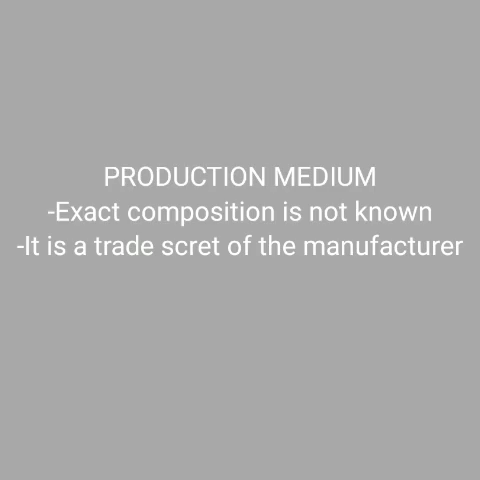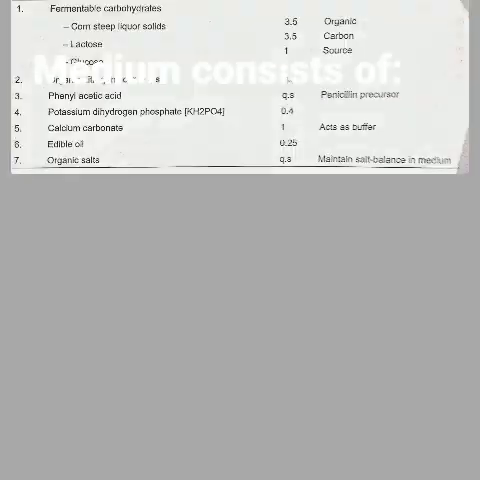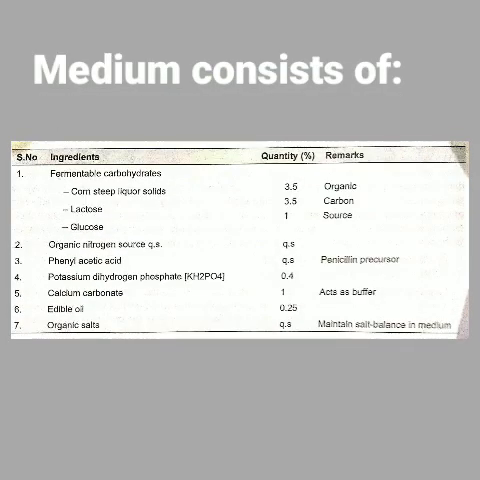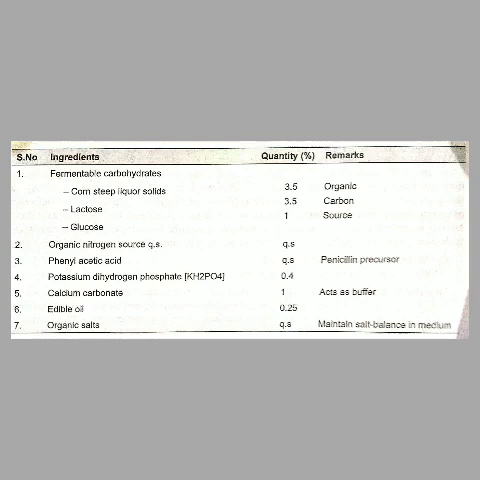Production medium. The exact composition of the medium is not known, as it is a trade secret of the individual manufacturer. Medium is believed to consist of corn steep liquor solids, that is a source of lactose as well as glucose, organic nitrogen sources, phenylacetic acid as a precursor, calcium carbonate and potassium dihydrogen phosphate as buffers, edible oils to control the foam, and organic salts to maintain the salt balance.